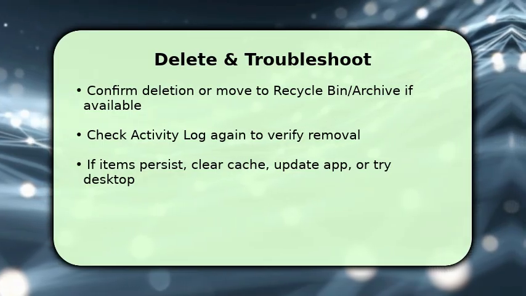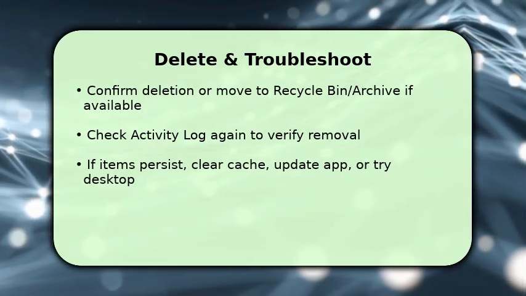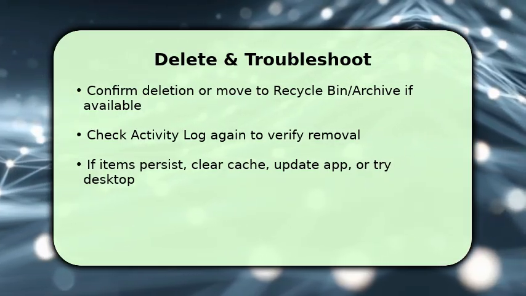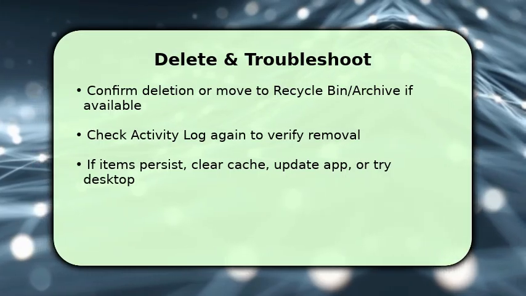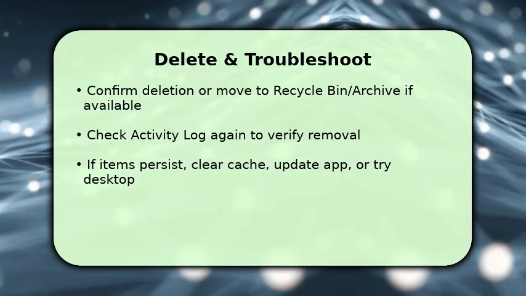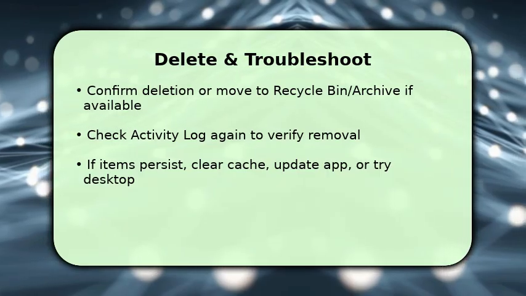Once done, revisit Activity Log to verify the items are gone. If something remains, make sure the app is updated and try clearing the app cache. Alternatively, repeat the action on desktop where controls can be more reliable. If a persistent item won't delete, log out and back in, then attempt removal again. Contact Facebook support as a last resort.